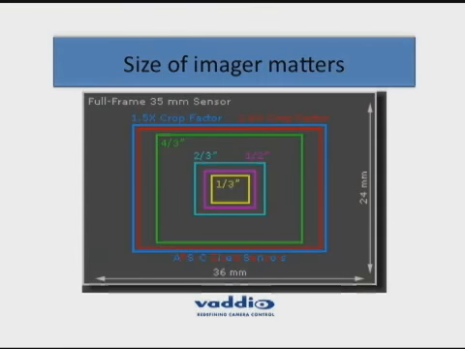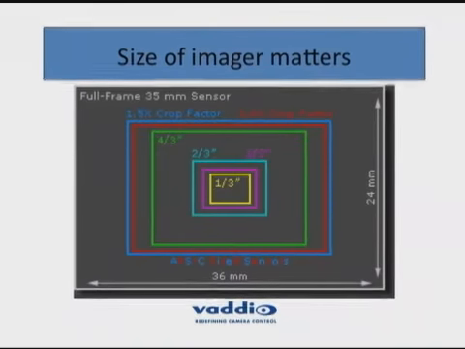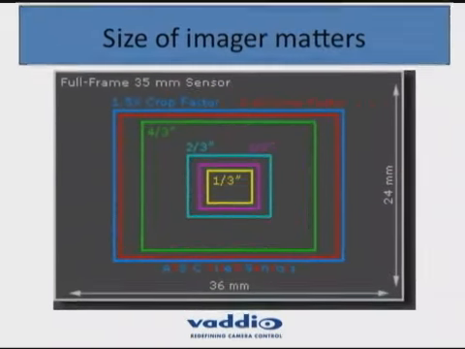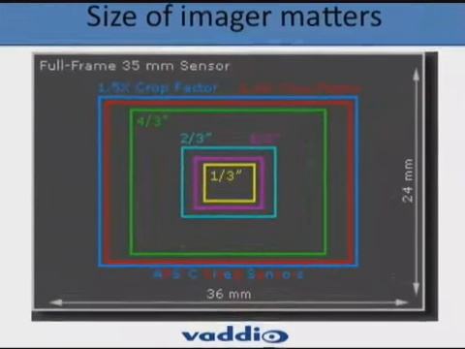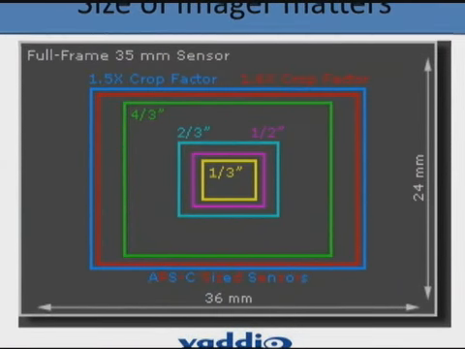The size of the imager is important. The smaller the imager, the more telephoto it will tend to be, so portions of the objects will be captured. With a larger imager, there will be more sensitivity, but also a wider picture.